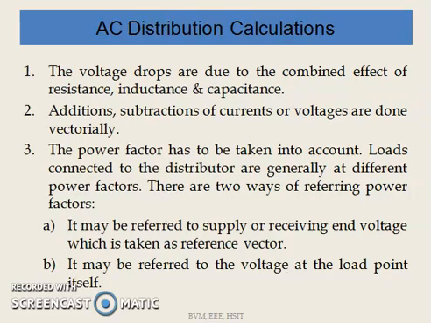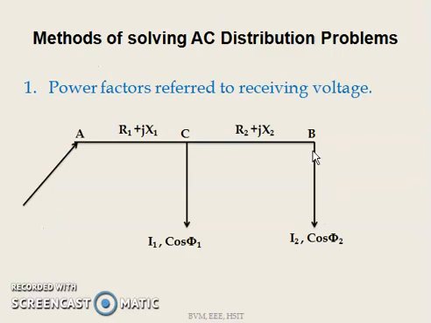I mean to say that, for example, I can take this receiving end voltage. This is a distributor, and these are the loads, two loads. So one method is you take this as a reference vector. There are three voltages: VA, VB, and VC. VB is the receiving end voltage, so you can take VB as a reference vector. Then you can calculate the power factors that are referred to this. The other method is you can take the power factor with respect to the load voltages only. VC is a load voltage and VB is also a load voltage, considering the points at these points. So these are the two methods which are used to solve AC distribution problems.